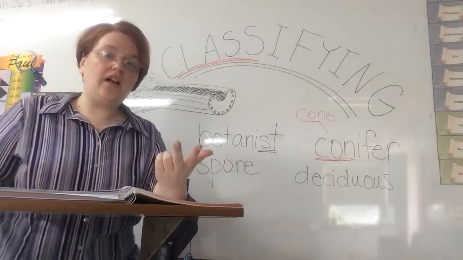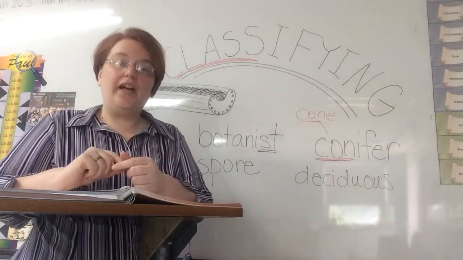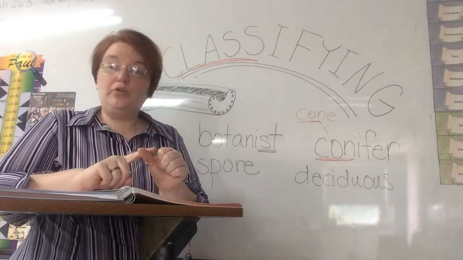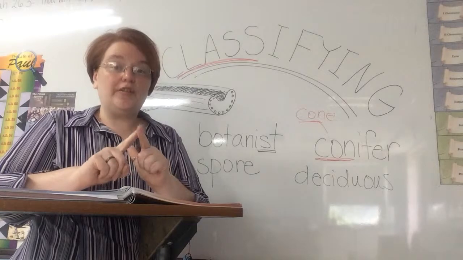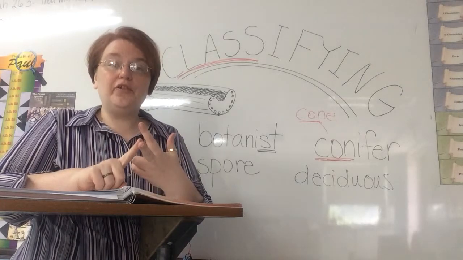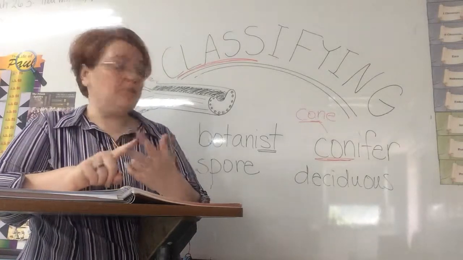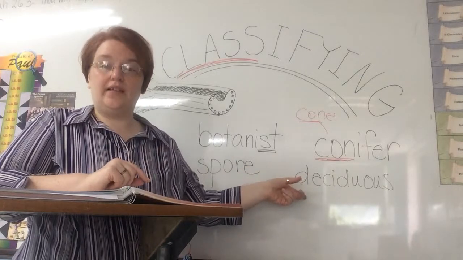So let's review. What are the three ways of classifying? Tubes or no tubes, seeds or spores, conifer or flowering plant. And the flowering plant we can call deciduous.